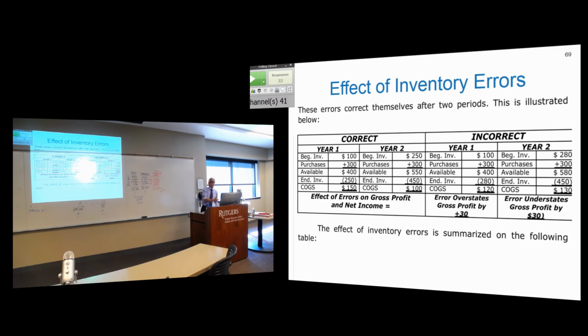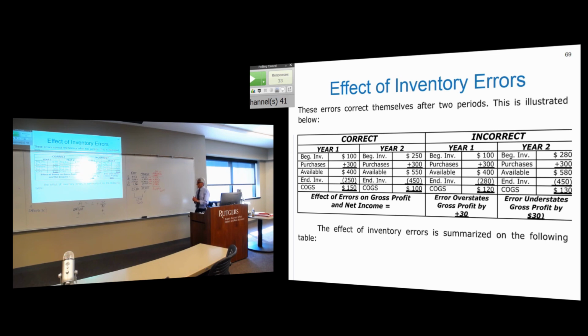The higher the ending inventory, the higher the profit. The higher the beginning inventory, the lower the profit. So ending inventory is directly related to profitability. Beginning inventory is inversely related in terms of having those errors. All right, so that's something I just wanted to make sure, although the book does not show that, that you see.